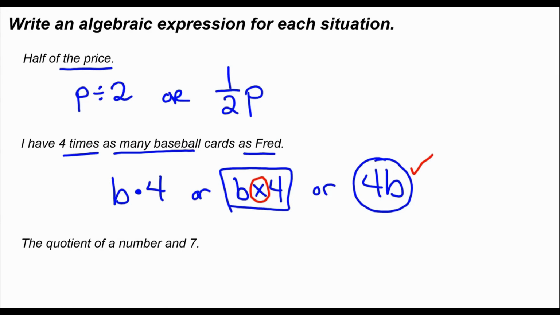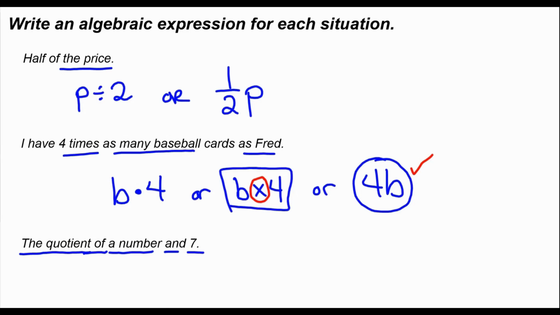The quotient of a number and 7. This one's always a tricky one because of that word quotient. A lot of people forget what quotient means. Quotient means division. So we're finding the result of division of two numbers. Well, what two things are we dividing? Usually when you hear a phrase like this, the quotient of, or the sum of, the difference of, the product of, it's going to be followed by two things. And the two things that follow are a number and 7. So we're dividing a number and 7.